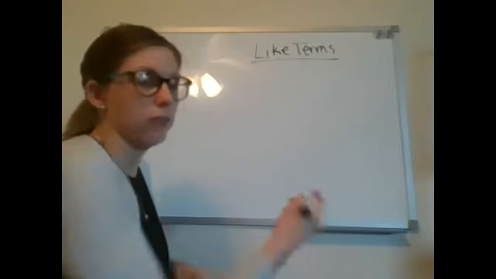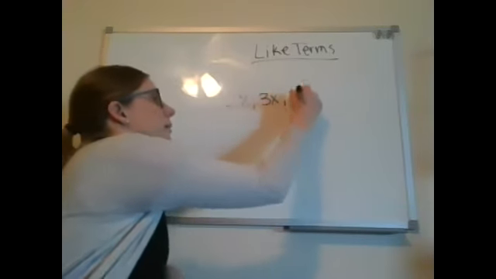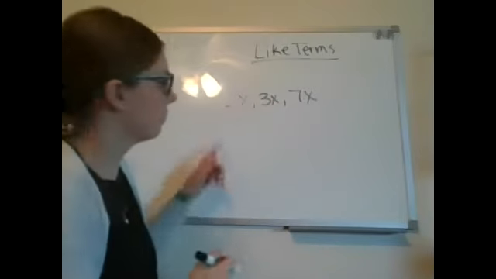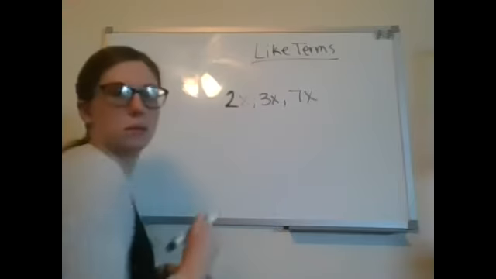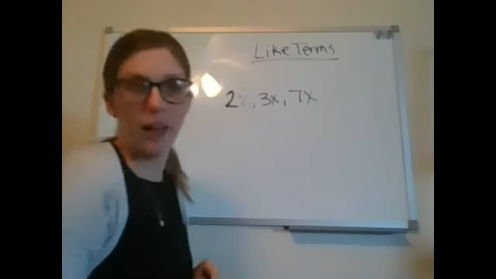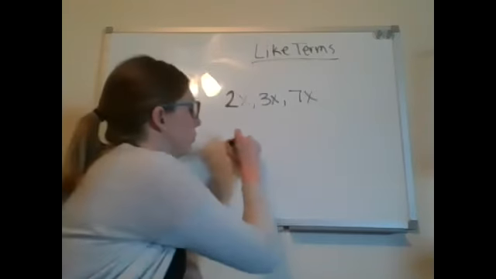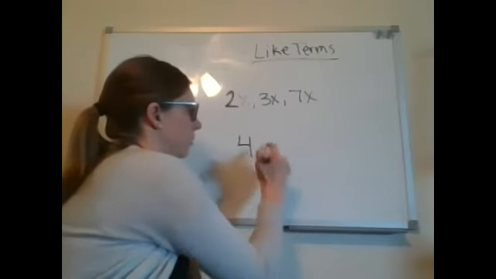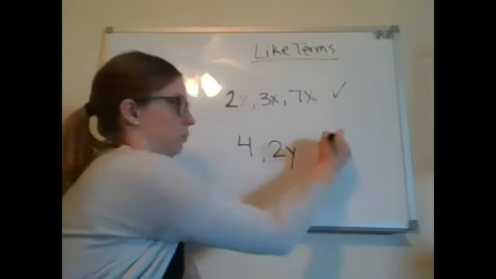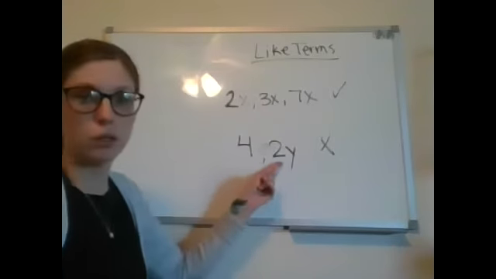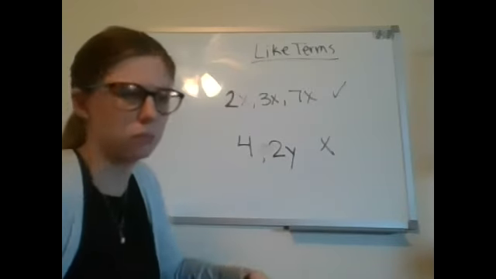So an example of like terms would be 2x, 3x, and 7x, okay? Because they're all the same. We could add or subtract these all up if we needed to. An example of two things that are not like terms would be 4 plus 2y. These are not like terms, okay? 4 is a whole number, 2y, this is like adding apples and oranges. They're not the same fruit, okay?